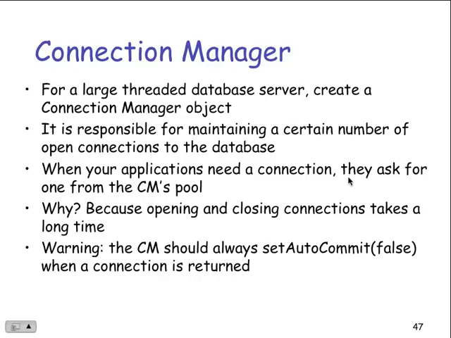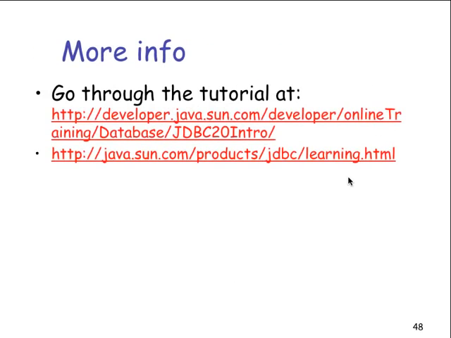So what I see, when an application needs a connection, it just asks the connection manager, which will create one for it automatically, or use a pool. Why? Because opening and closing connections takes a long time. So if we create a connection pool and automate the process, it's a lot easier. And a warning: a connection manager should always set auto-commit to false when the connection is returned. That way we don't forget we have something in the queue and then commit it automatically. Otherwise we close the connection, but somebody was still using it, half the transaction's done, the rest isn't, and then we have an issue with transactions being lost.